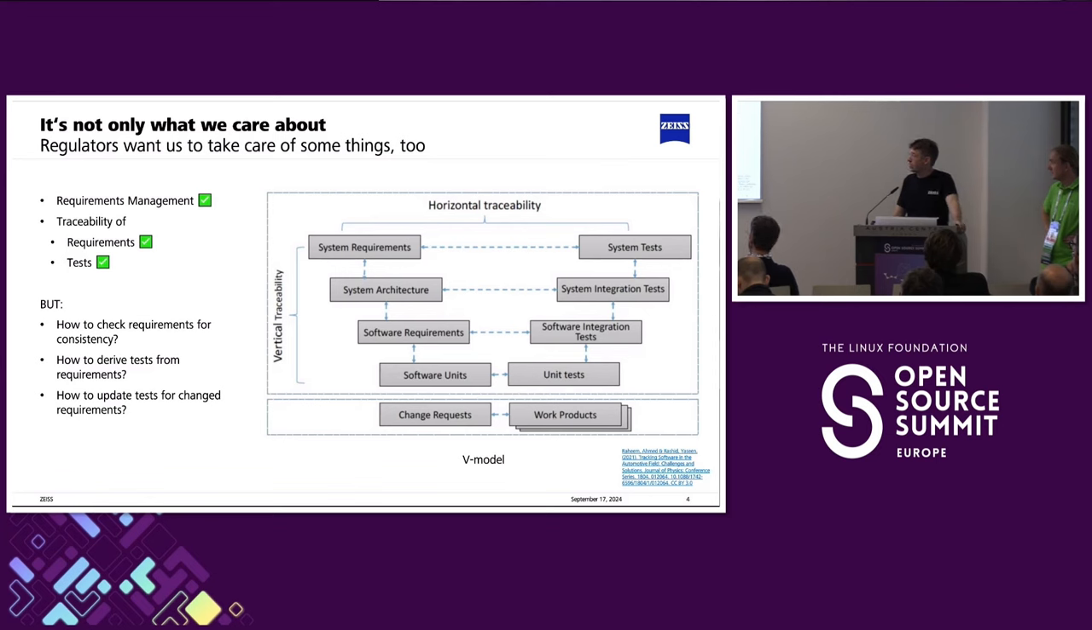Then there's the question, when we have a lot of requirements, how can we derive tests from those requirements? And also, in every development, requirements are changing. How do we then update the linked tests? And in this talk, we want to talk especially about the latter two questions.